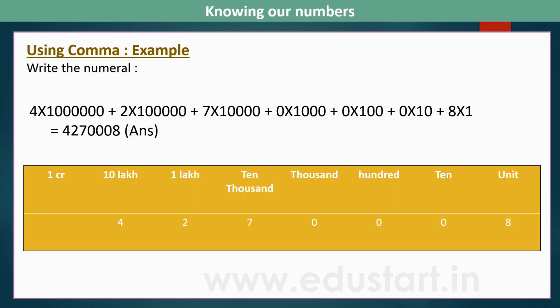So here let's add the number. So you can see 4 is present as 10 lakhs, 2 is present as 1 lakh, 7 is present as 10,000, 0 at thousands, 0 at hundreds place, then 0 at tens place, then 8 at units place. Now if you see 4 into 10 lakh, then 2 into 1 lakh, 7 into 10,000, 0 into 1000, 0 into 100, 0 into 10, and 8 into 1. So this is the number. Is this clear?